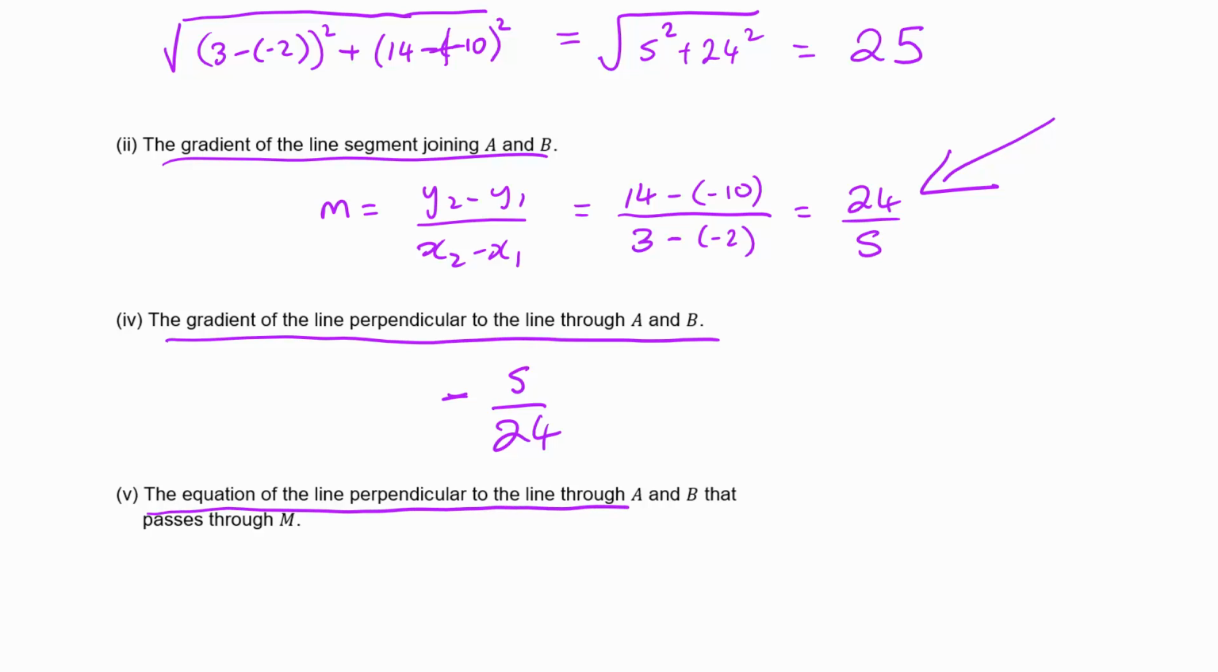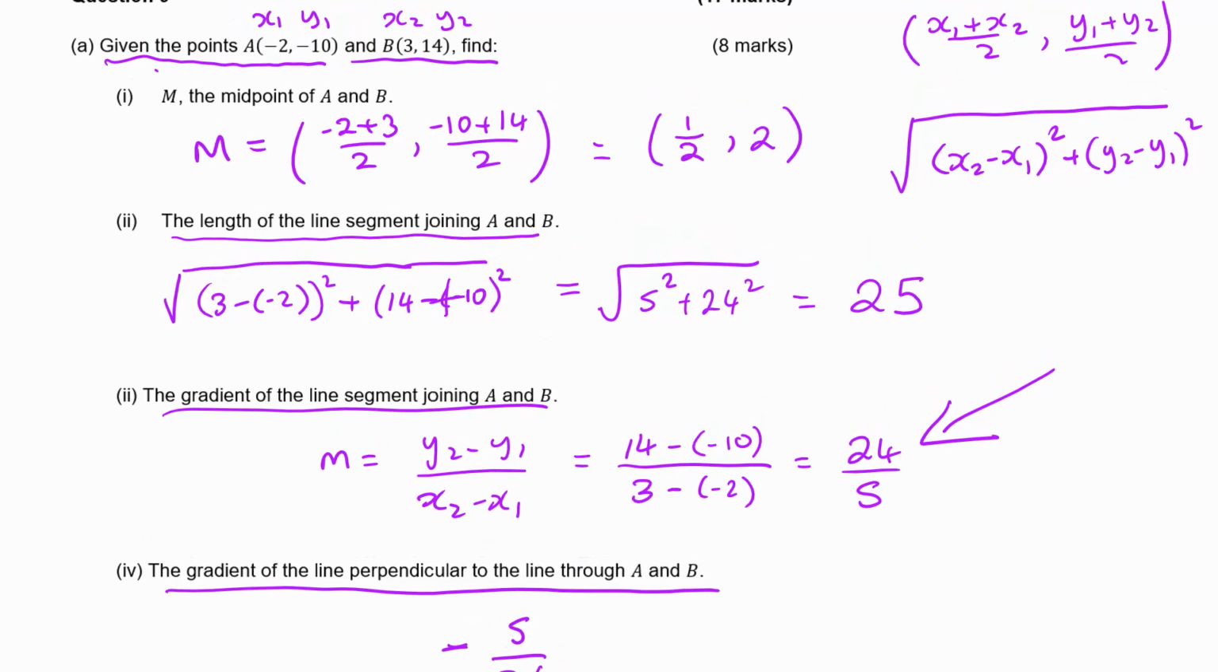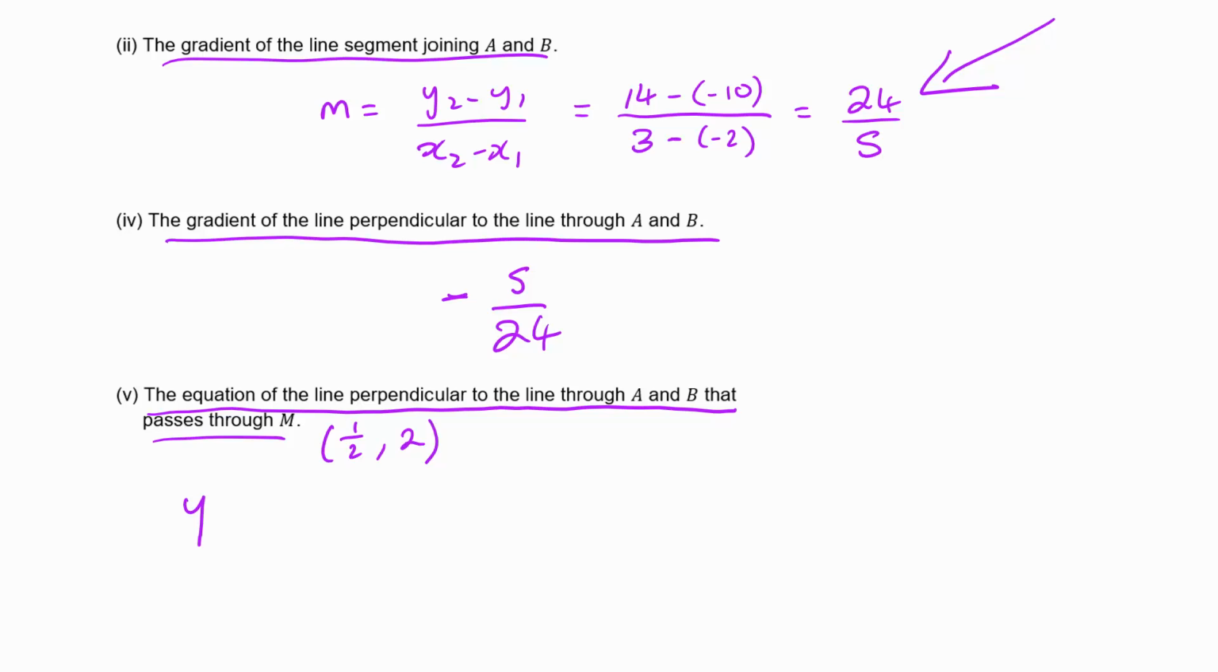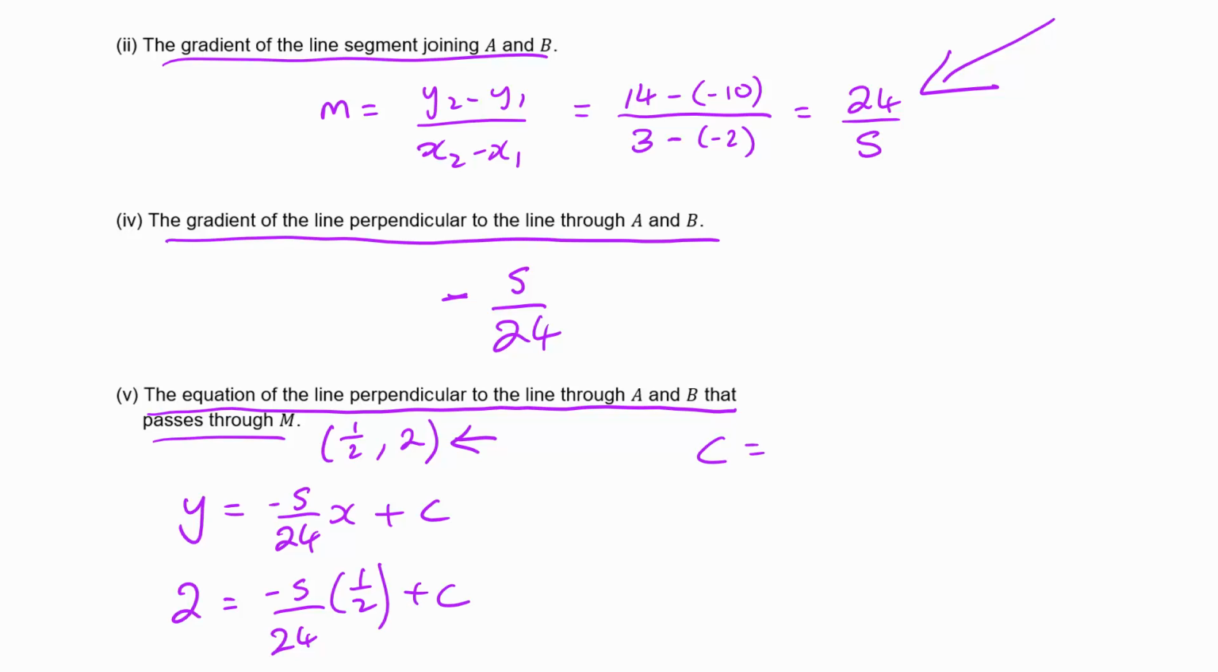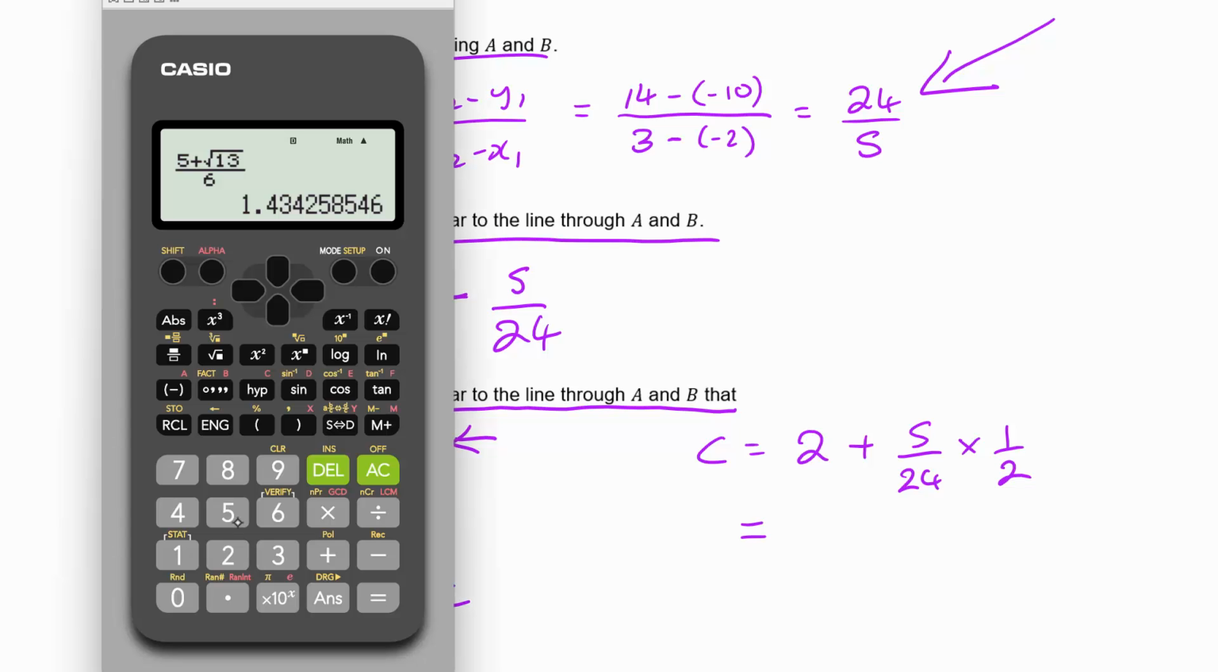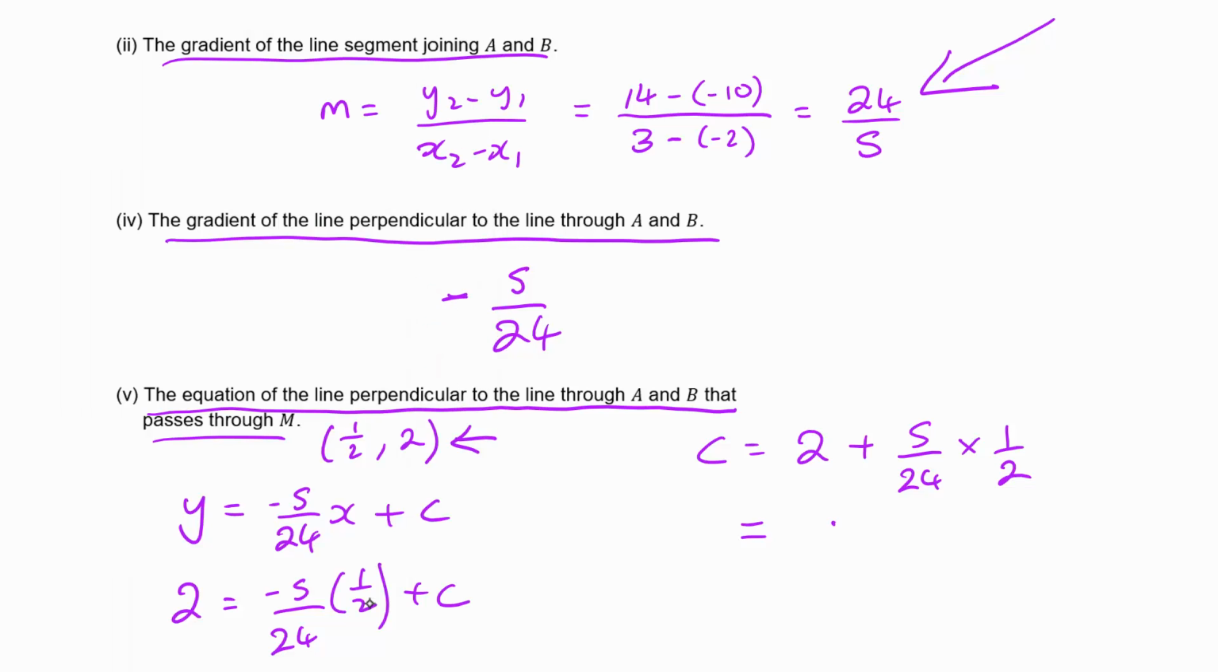Now we want the equation of the line perpendicular to the line through A and B that passes through M. Now M was the point (1/2, 2), calculated that just here. We know that this line has a gradient -5 over 24, so we can write -5 over 24 x plus c, and then we can substitute in these x and y values. So 2 is -5 over 24 times 1/2 plus c. So c is going to be 2 plus 5 over 24 times 1/2, and we can calculate that. So we've got 2 add 5 over 24 times 1/2, which is 101 over 48. So we get y is equal to -5 over 24 x plus 101 over 48.